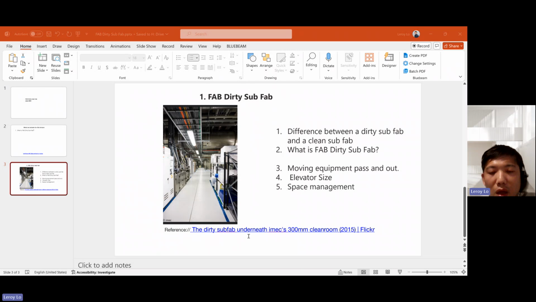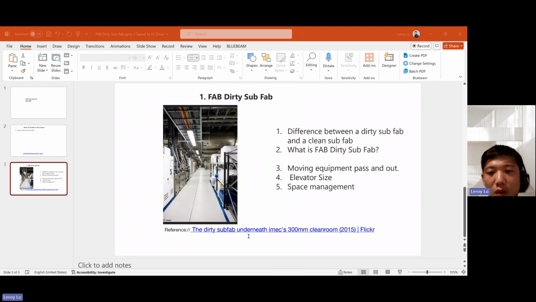A lot of foundries are moving toward this two-layer sub fab, the dirty and then the clean. But that's a nice luxury to have. Not every foundry does it that way, but this area is not as clean. The biggest difference between the clean sub-fab and the dirty sub-fab is that the clean sub-fab will still have air flowing from the clean room above.